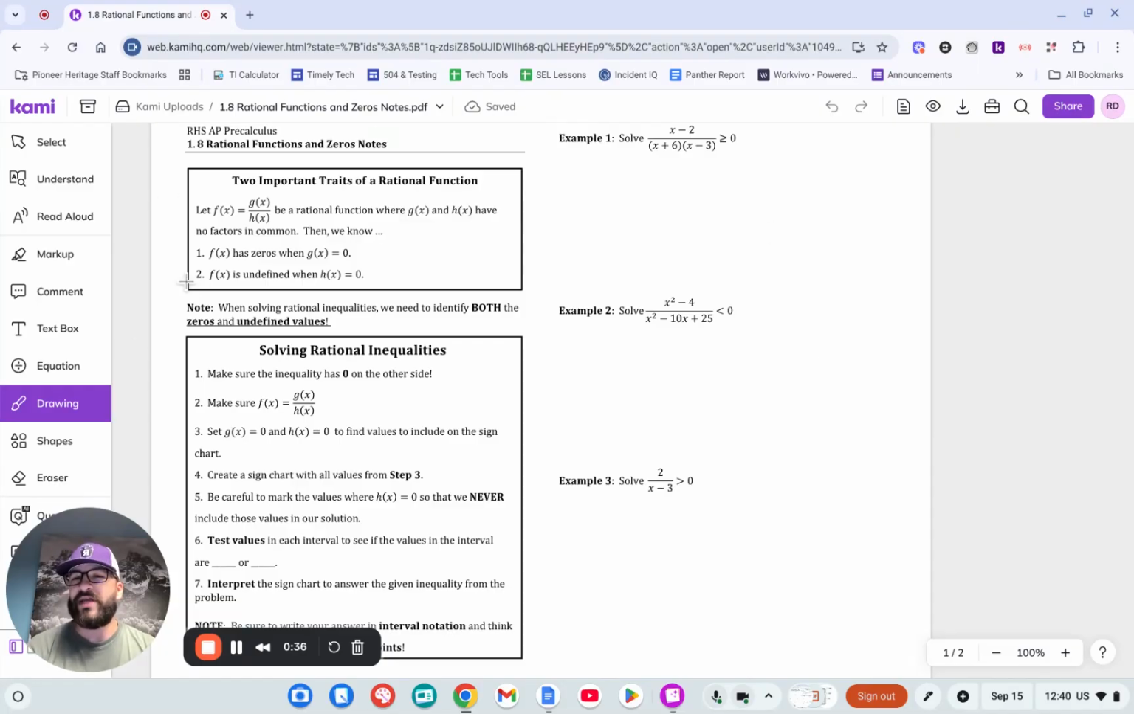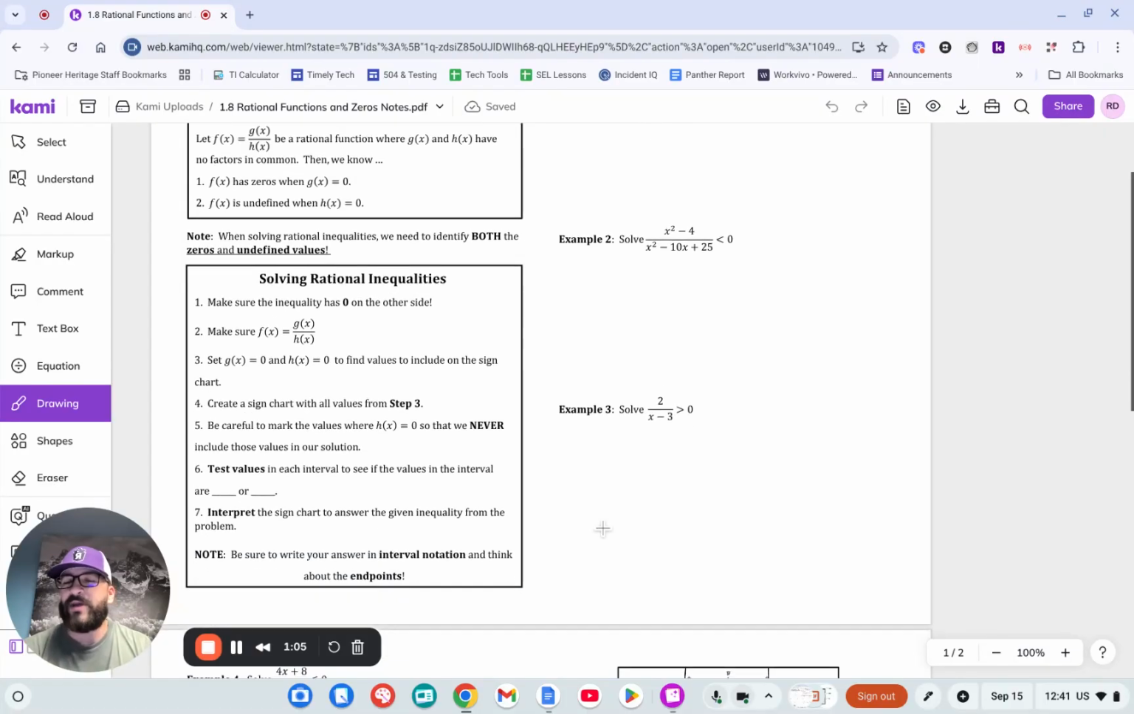But what's a little bit unique about rational functions is that we will be undefined when h of x equals 0. Because when h of x equals 0, we would be dividing the rational function by 0, and we can't have that. We talked about last class how that is undefined. So we're going to use this to solve some rational inequalities. And importantly, we need both the zeros that come from the numerator and the undefined values that come from the denominator.